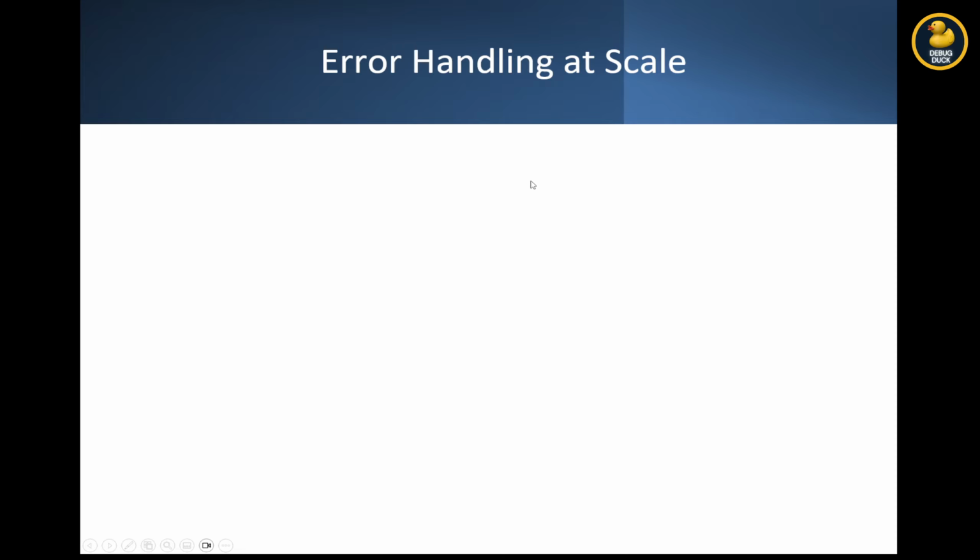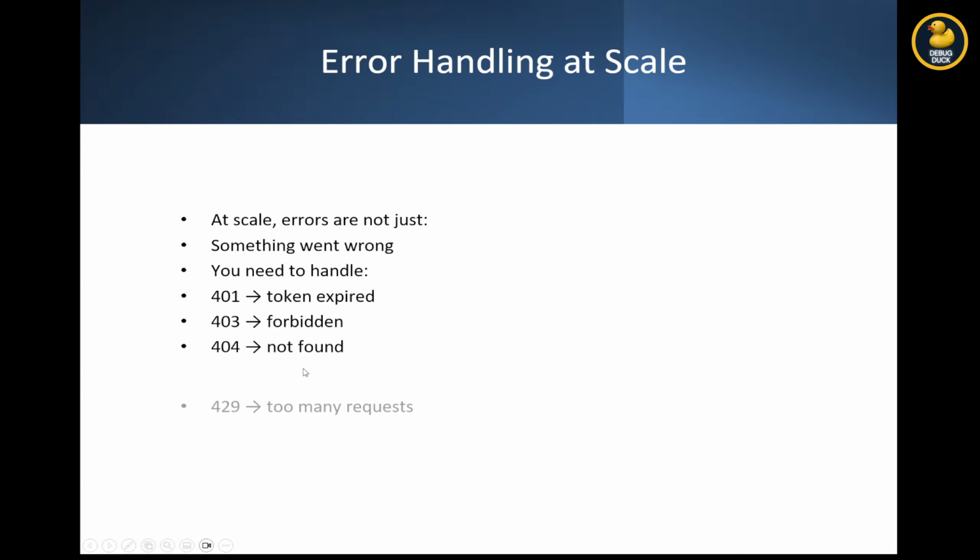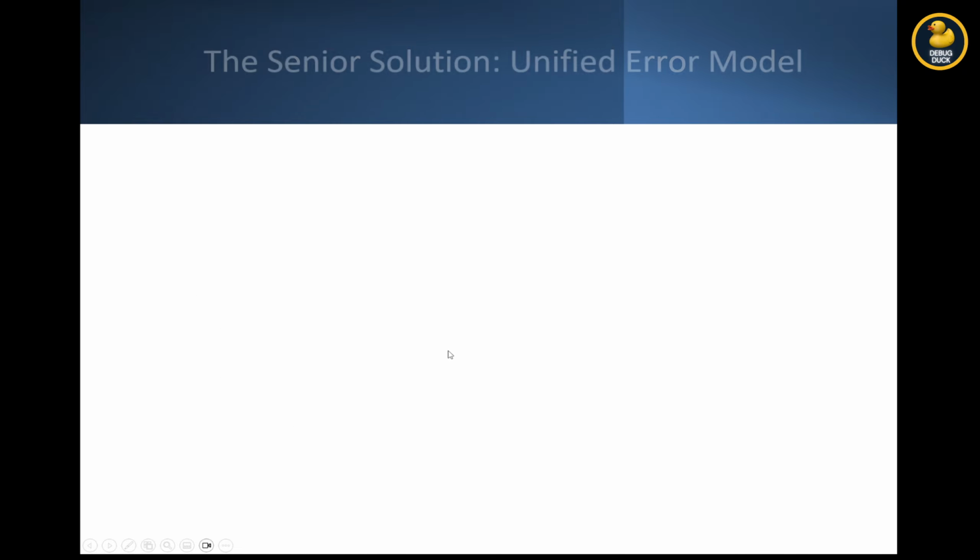Error handling at scale. At scale, errors are not just "something went wrong." You need to handle 401, which means token expired, 403 forbidden, 404 not found, 429 too many requests, 500 server issue, timeout, and no internet. The senior solution: make a unified error model.